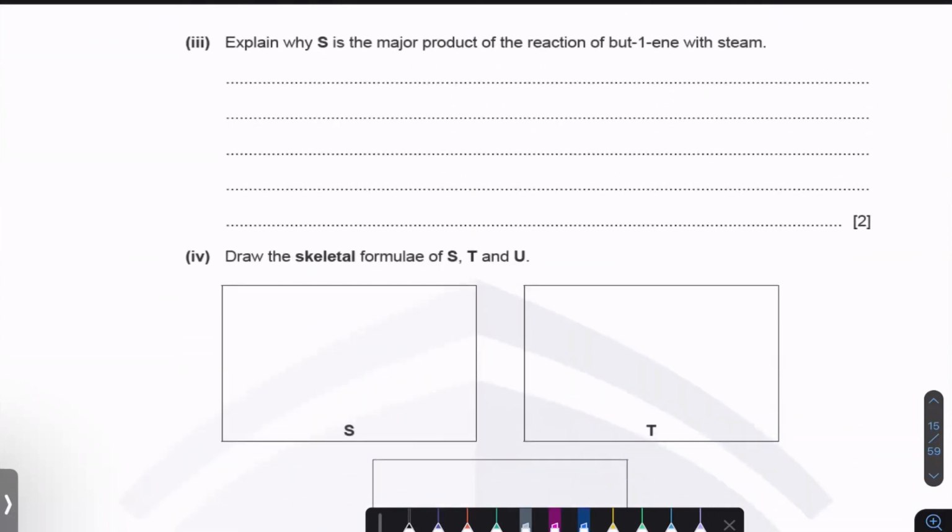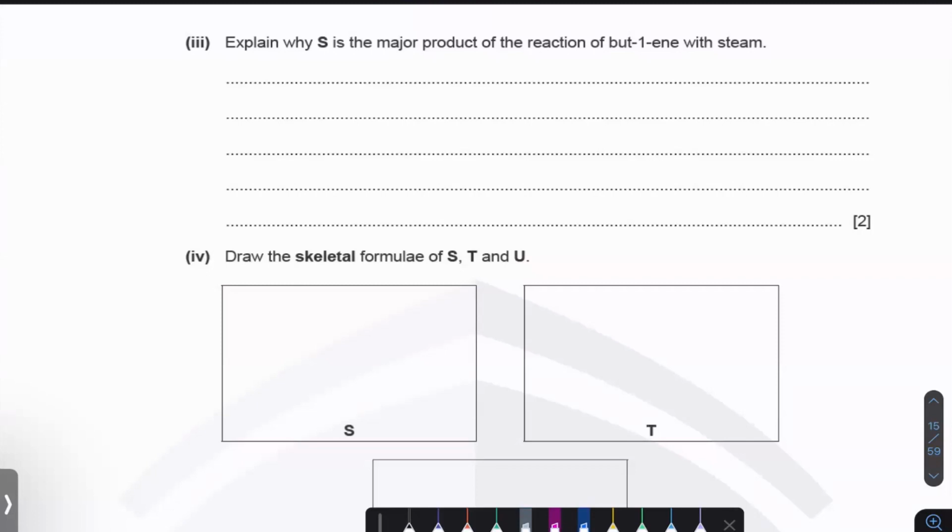Explain why S is the major product. Again, why is any product a major product? Carbocation stability, because of the positive inductive effect of the alkyl groups attached. That is what we will talk about.